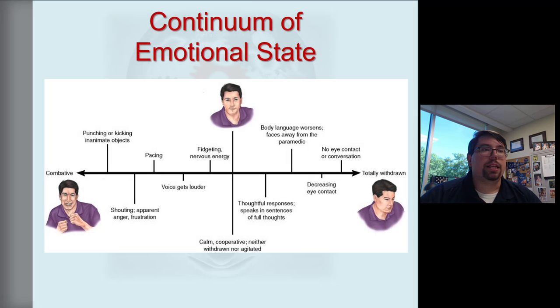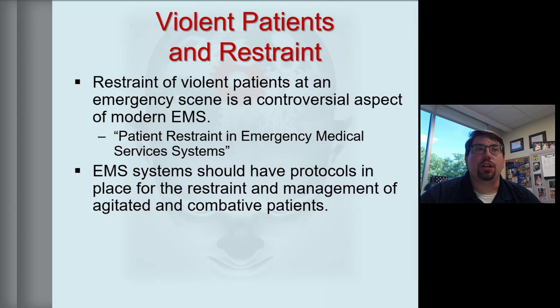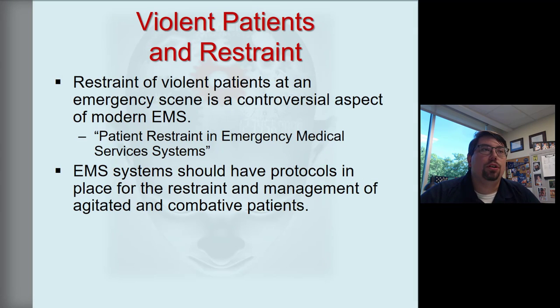You can see that there's a number of things between being calm and cooperative, from one extreme, totally withdrawn, to totally combative. Know where your patient falls in the continuum of emotional states and be prepared for them to become combative if that is the case. Now, when we're dealing with violent patients and restraints, there's a couple of key things that we need to know. Restraining a violent patient at an emergency scene is a controversial aspect of what we do in modern EMS.